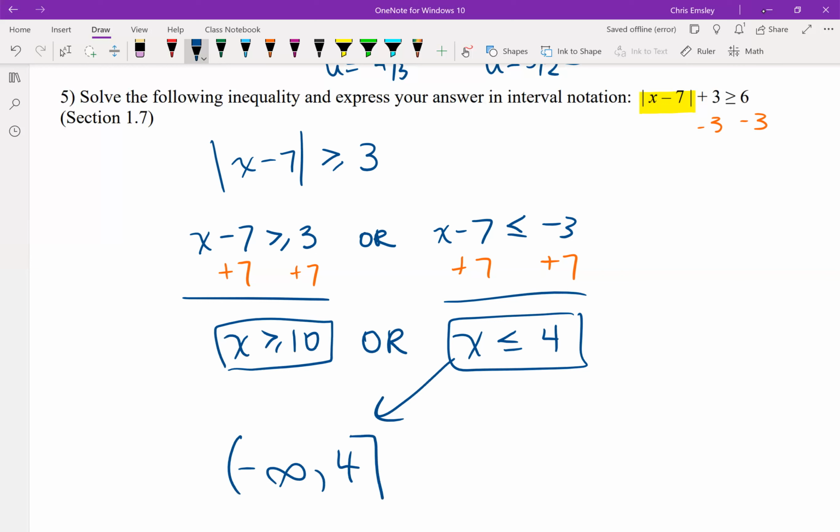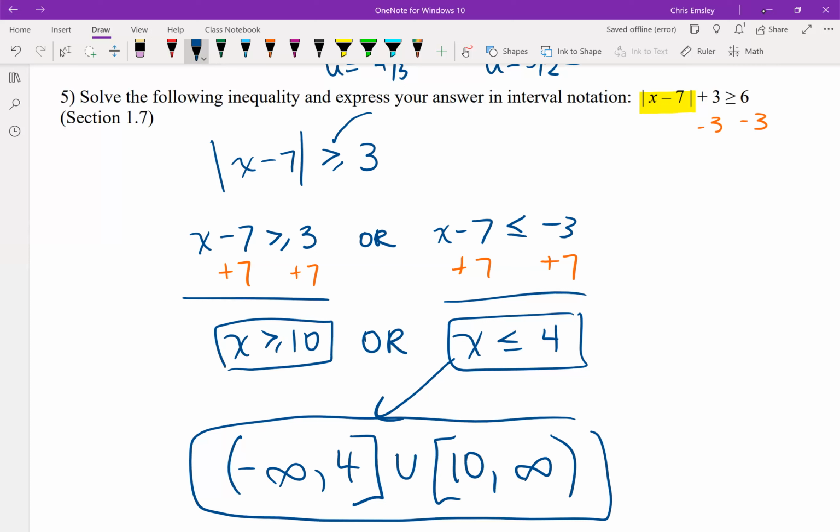Negative infinity to 4, square bracket because it's less than or equal to, union, 10 to infinity, square bracket because it's greater than or equal to. Anytime we have that equal to, we use our square bracket. There is our final answer. Greater than absolute value is always going to give you those two intervals in your answer.